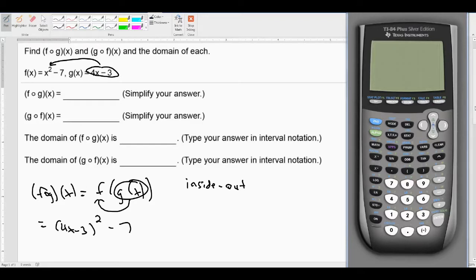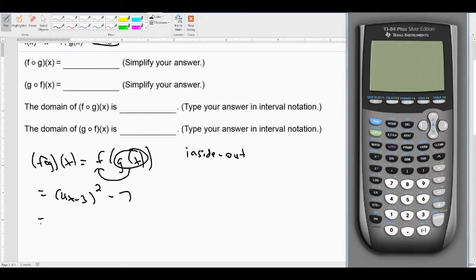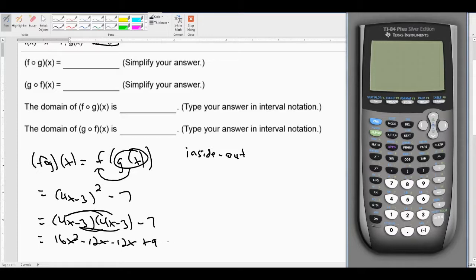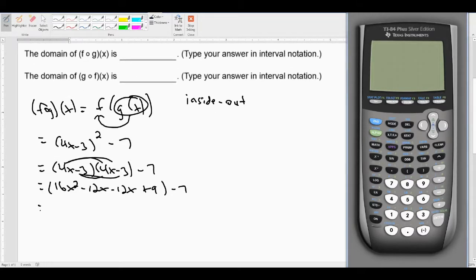And then all we're going to do is clean this up. I'm going to do it the long way. So 4x minus 3 squared is 4x minus 3 times 4x minus 3. Don't forget to bring down that minus 7. We're going to FOIL this out. So you get 16x squared minus 12x minus 12x again, and then a positive 9. And don't forget your minus 7. I'm putting parentheses around that so you know what we did. The parentheses don't mean anything. I'm just showing you that 4x minus 3 times 4x minus 3 is this.